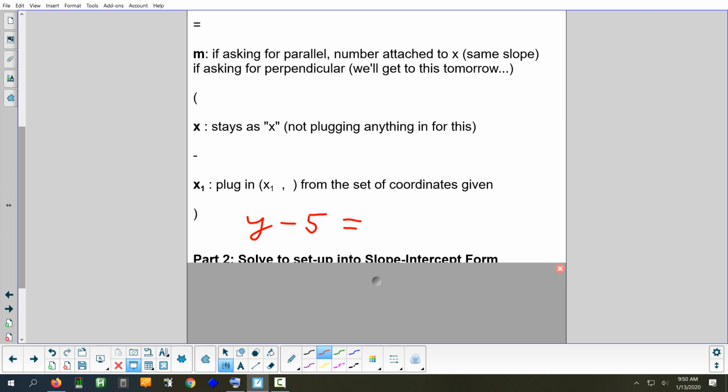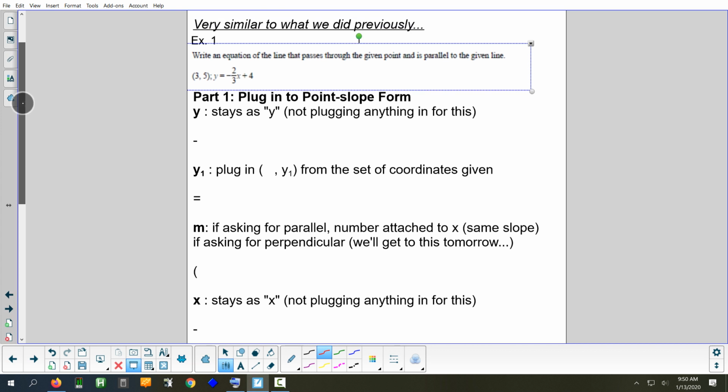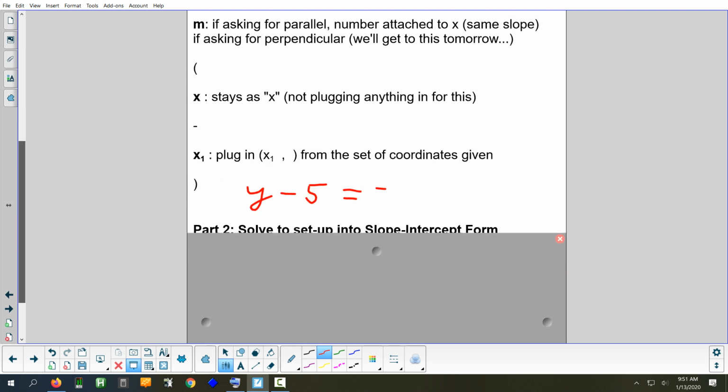Now for m, we have to decide, do they want parallel or do they want perpendicular? I'll give you one of each. If they want parallel, use the exact same number that they gave you for the slope. So John, what's my slope that they gave me in example 1? Yep. And are we going to do anything to it or keep it the same? Keep it the same because the problem says parallel. So that's my m. Negative 2/3.